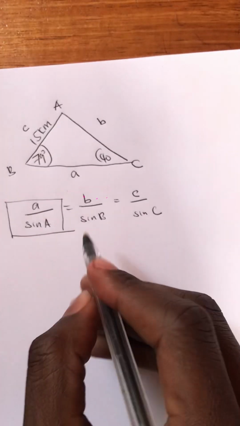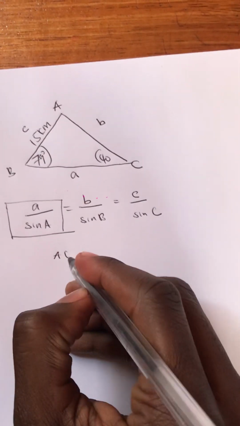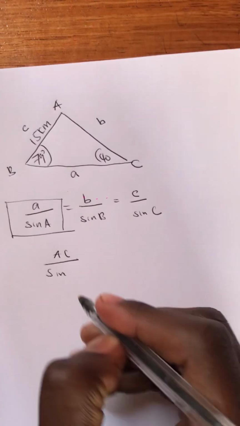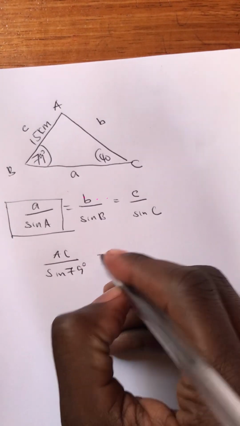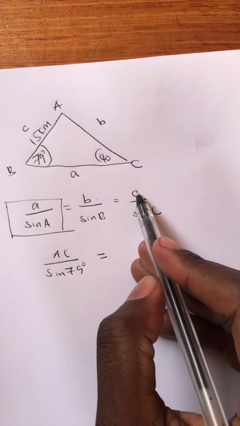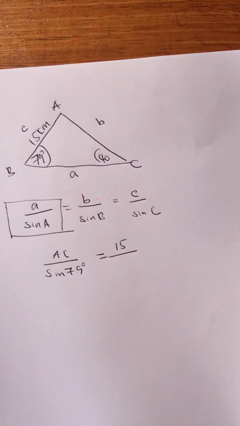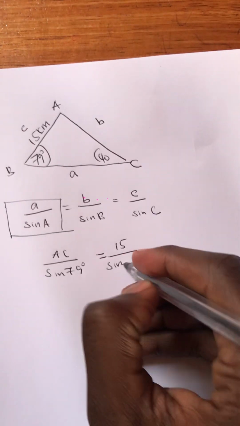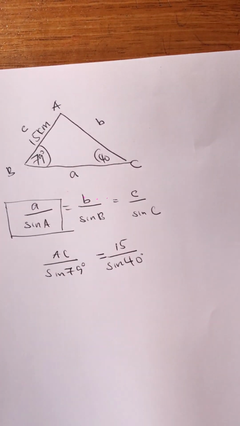So side B is what? It is AC. So you're looking for AC over sine, what is the angle at B? The angle at B is 79 degrees, equals, what is C? C is 15 over the angle at C. The angle at C is 40, sine C. So we are getting sine 40 degrees.